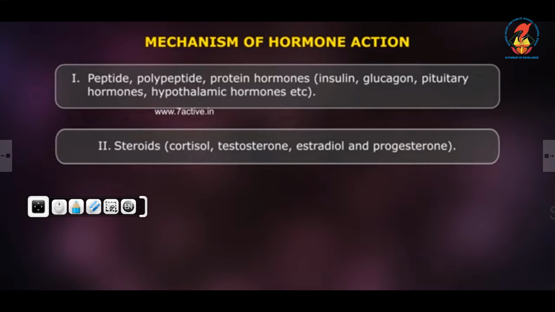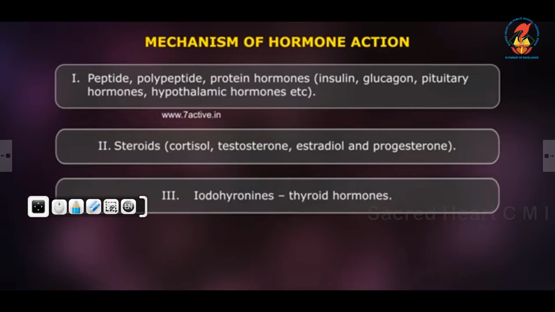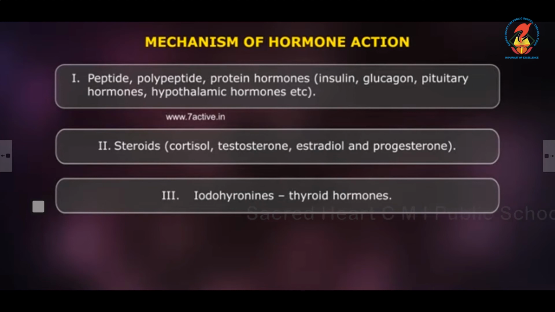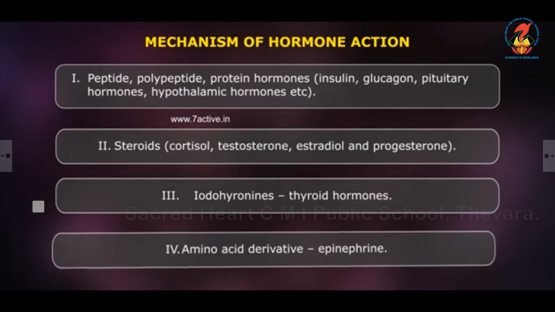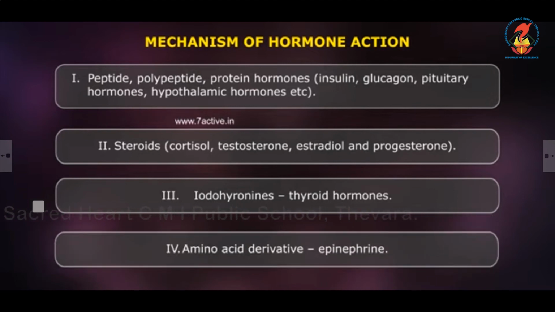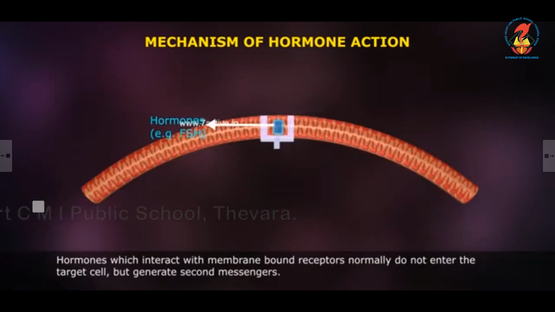Second category are the steroids. It includes cortisol, estrogens, progesterone, estradiols and testosterone. The third category includes the iodothyronines. They are the thyroid hormones. And the fourth category of hormones are the amino acid derivatives, example epinephrine. Of these, the first and fourth bind to the membrane bound receptors.